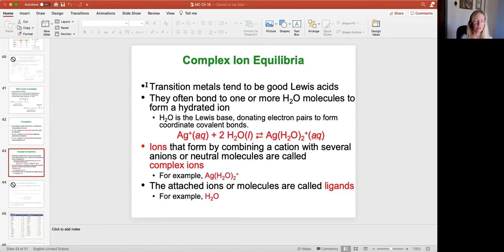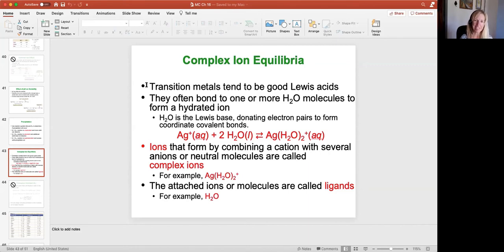And because transition metal ions have lost electrons, they have empty d orbitals that can accommodate an electron pair from a Lewis base. Anything that has a free electron pair on it has the ability to act like a Lewis base. Water can do that. Things that have ammonia in them, because nitrogen has a lone electron pair on it, can also act like a Lewis base and complex with these ions. Together, a transition metal complexed with a Lewis base is going to be this complex ion equilibrium.